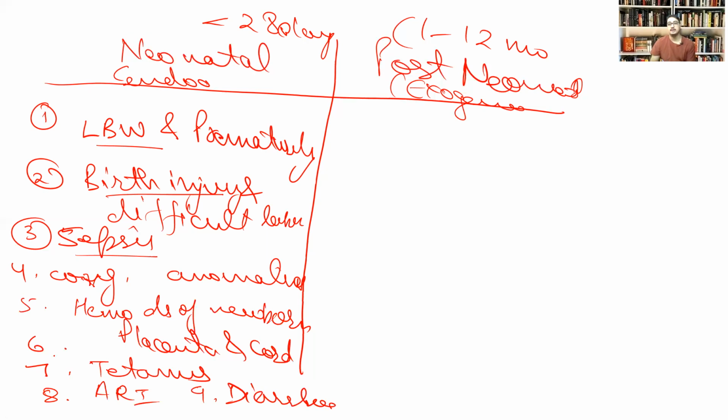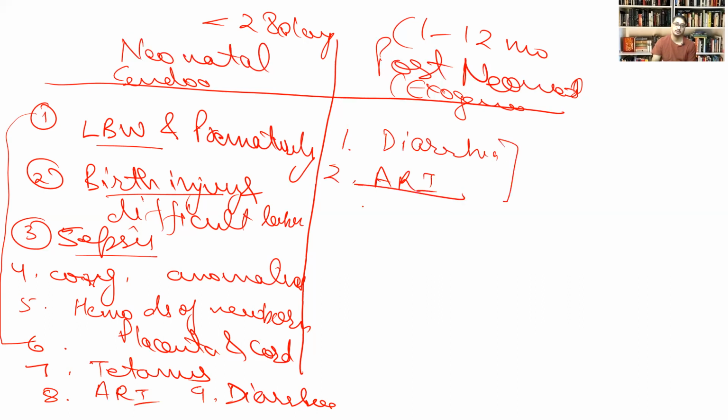So as we can see, this is priority wise. These conditions are majorly responsible. While for post-neonatal mortality, the first major cause is diarrhea. The diarrheal disease mortality is maximum. Then acute respiratory infection. These two are the most important causes of post-neonatal mortality.